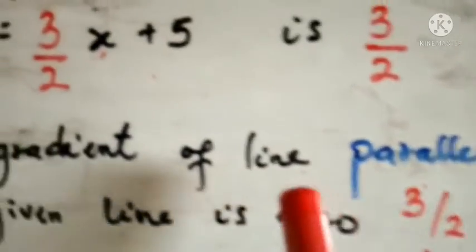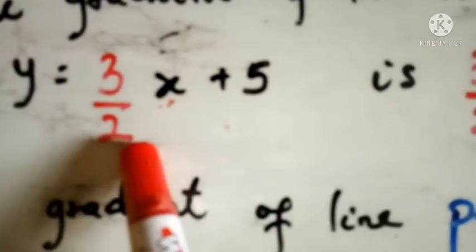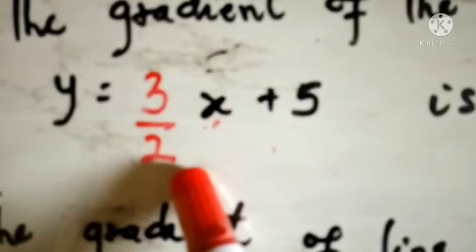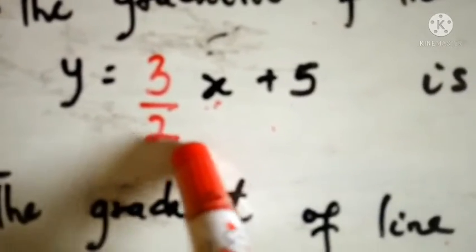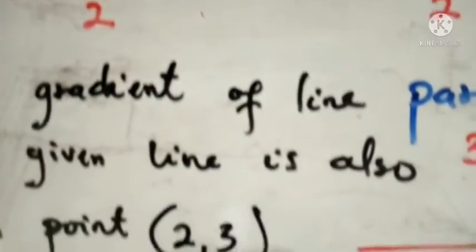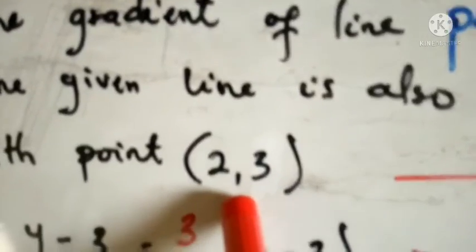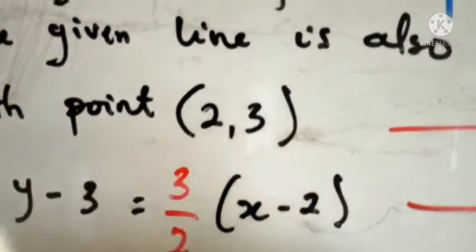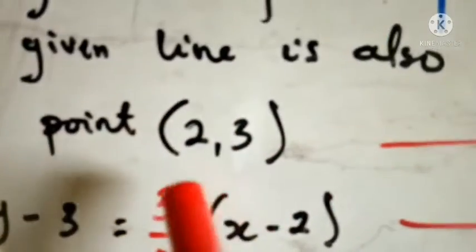And we know that the gradient here is the guy that is attached to the x, which is 3 over 2. Now that we know the gradient, we can just use the point. We are given this point to be 2, 3. Now we know the gradient as well as the point, that is the x1, y1.